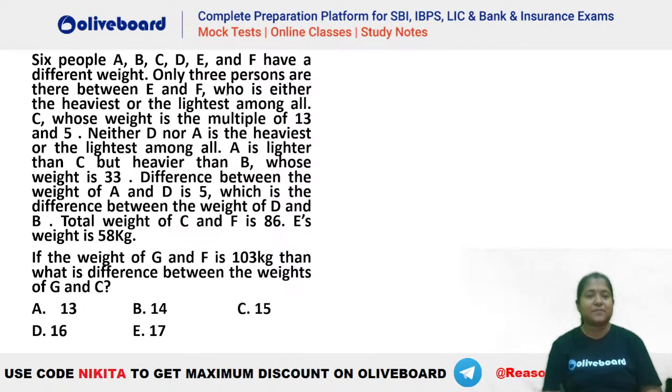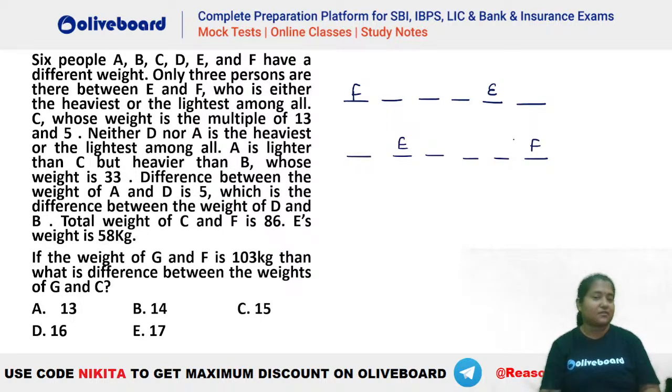So let's see, 6 people are there having different weights. Only 3 persons are there between E and F. F has to be either the heaviest, so let's say if F is the heaviest, we have 1, 2, 3. So E will be this person and we have 6 people: 1, 2, 3, 4, 5 and 6. Either this is the situation or F has to be the lightest and 1, 2, 3, and this has to be your E, the second heaviest here. So these are the two possibilities for E and F.